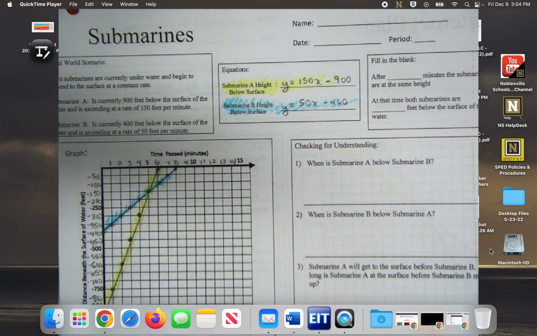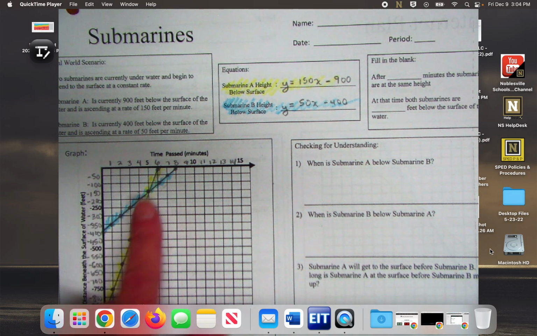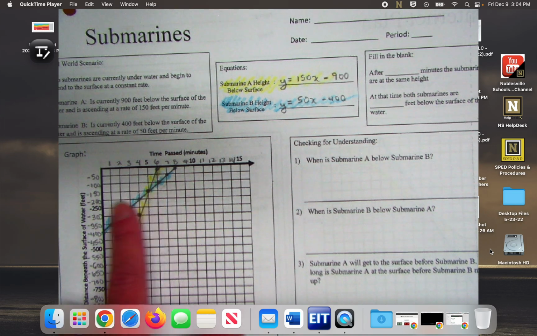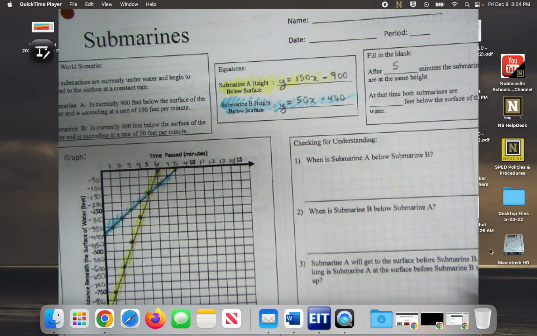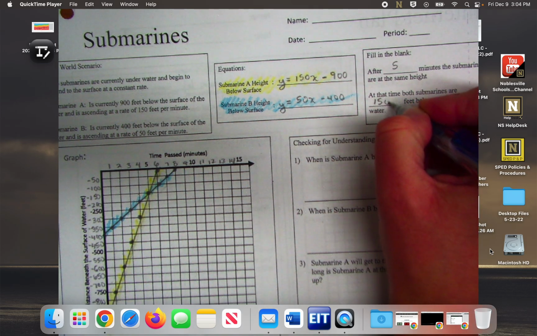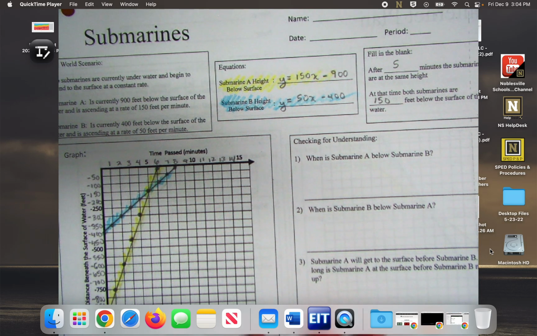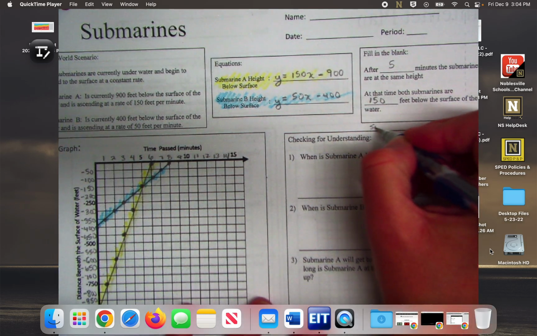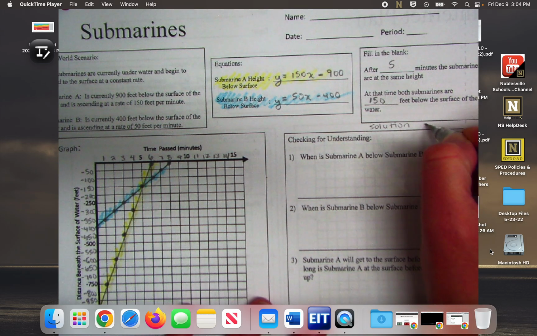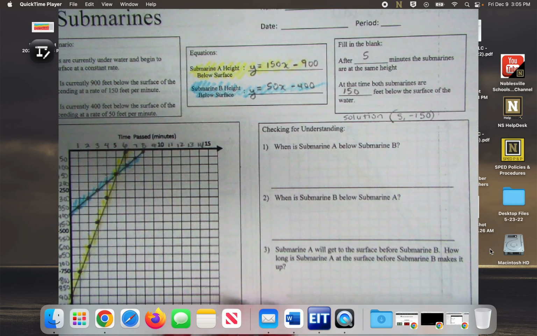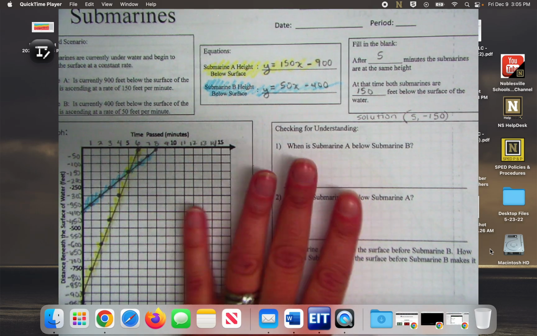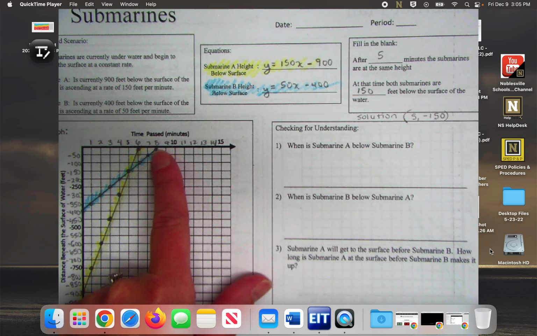Okay, so once we graph those, we can see very clearly that they're going to intersect at 5 minutes, right? So after 5 minutes, they're at the same depth, and they are both 150 feet below sea level. Okay, so our solution is negative 150, right? They are still not to the surface. Submarine A will get to the surface 2 minutes before submarine B.